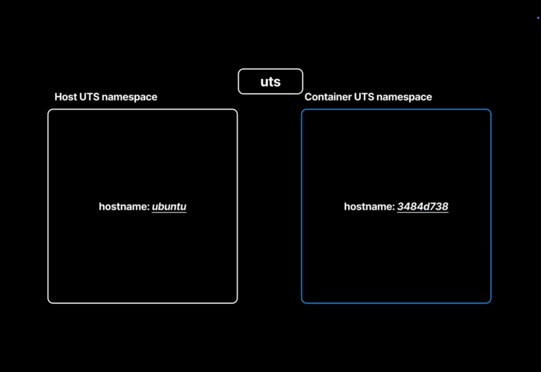Next one is UTS namespace, Unix time sharing. It isolates hostname and NIS domain name. Simple but essential. It lets each container have its own hostname. When you set the hostname in a container, you're only changing it in that UTS namespace.